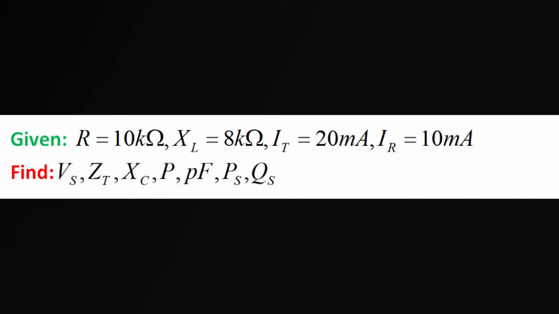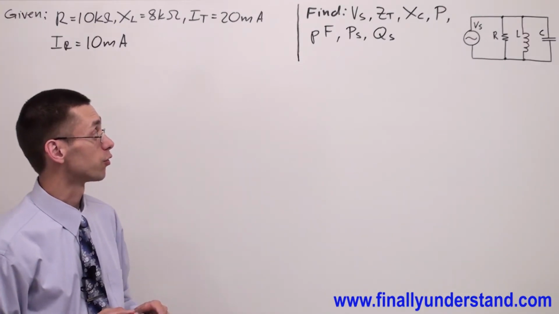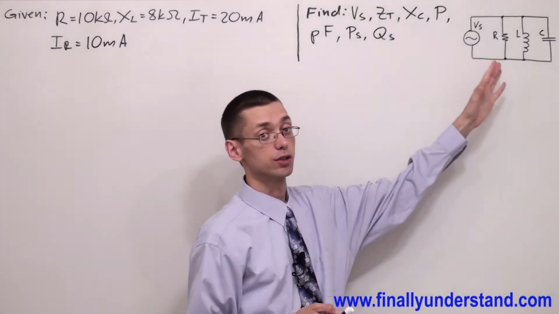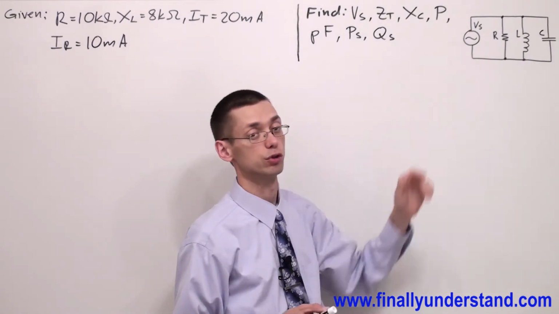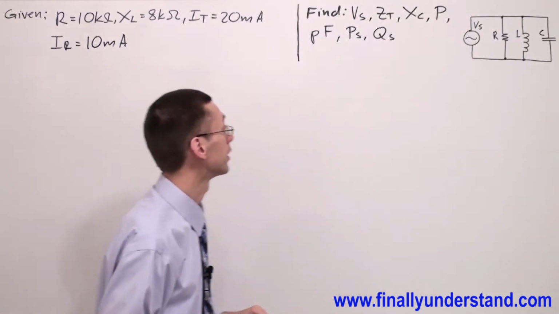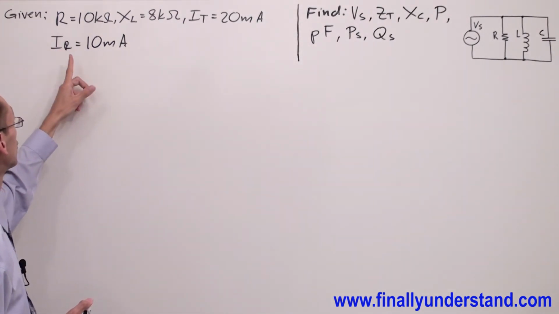Let's take a look at this example. We have to find voltage source first. Please don't forget that we are dealing with the parallel circuit. In parallel circuit, voltage across each component is equal to the voltage source. We have given resistance and current which goes through the resistor.